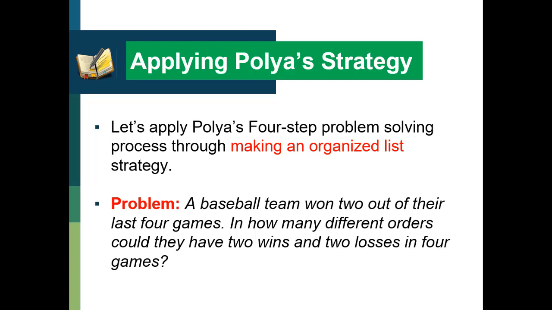Okay, so the question is asking us, in how many different ways or orders can this baseball team have 2 wins and 2 losses? So let's start solving the problem. What's the first step?